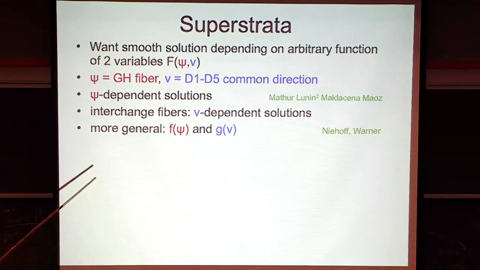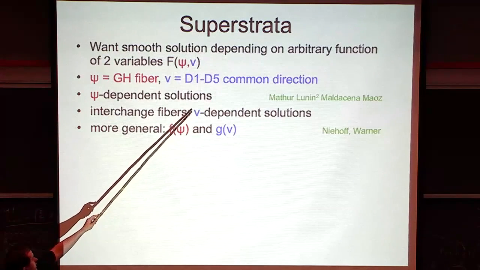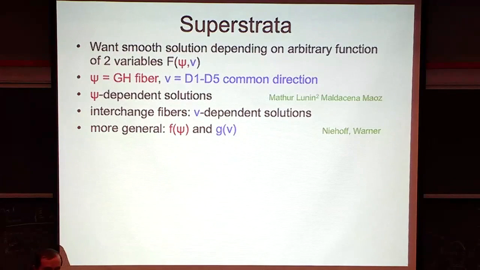Now, what you can do, since you have, again, an R3 and 2 fibers, and the time, you can actually flip the fibers. You can just call the V fiber psi and the psi fiber V. Nothing stops you from doing that. And then you'll get from those solutions some V-dependent solutions, which, again, are the same as those, but I'm just relabeling V and psi.